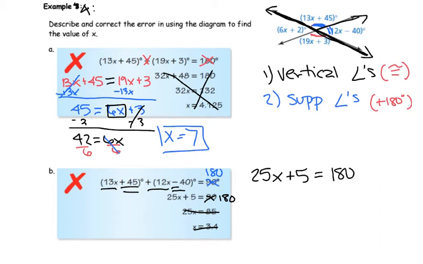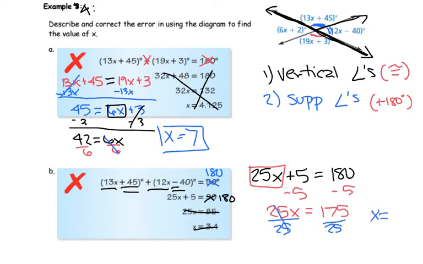Okay, supplementary. So let's actually fix this now. Now that we know that, box around my variable, I'm going to subtract 5 from both sides. 25x equals 175. And our last step here, you guys know, is to divide both sides by 25. When you do that, you get x equals 7. As we should have, because that's what we got in the previous problem. Okay? X is 7.